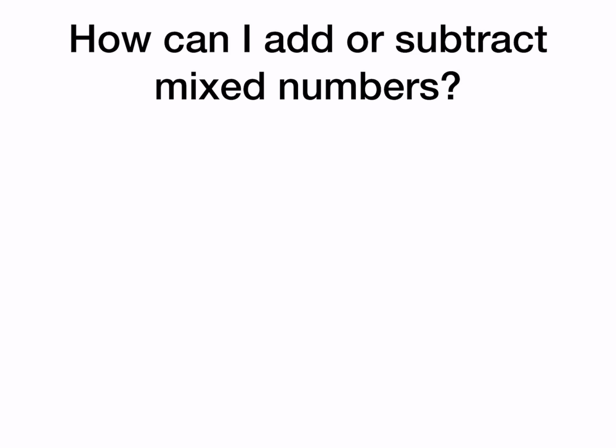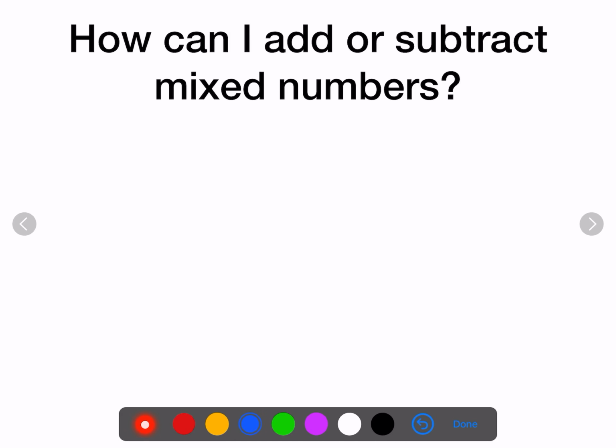In this video, we're going to answer the question, how can I add or subtract mixed numbers? If you remember, a mixed number is like a fraction. It can represent parts that are less than one whole. But when we write a mixed number, it has a whole number part and a fraction part. So I might have 2 and 1/4. That would be a mixed number.